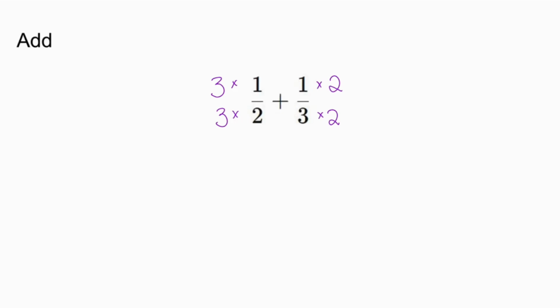So the left fraction, 1/2: 3 times 1 is 3, and 3 times 2 is 6. The other fraction, 1/3: 1 times 2 is 2, and 3 times 2 is 6. Now that the denominators are the same, I can add the fractions. When adding fractions, you add the numerators, 3 plus 2 is 5, and keep the denominator.